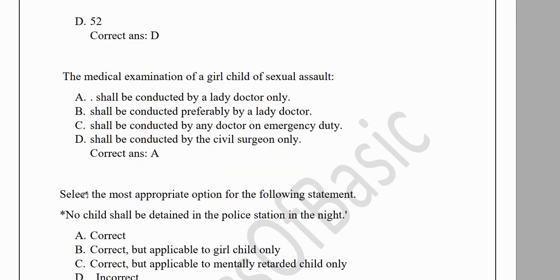The next question says, select the most appropriate option from the following. No child shall be detained in the police station in the night. The options are: correct but applicable to girl child only, correct but applicable to mentally retarded child only, incorrect. Here you can use your common sense for this question also. No child can be detained in the police station. That is true, right? The child and the female can't be held in the police station in the night time. Only the male can be held in the night time. So the answer here is correct.